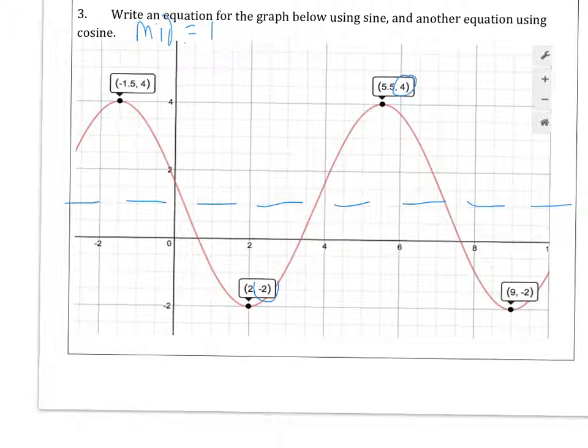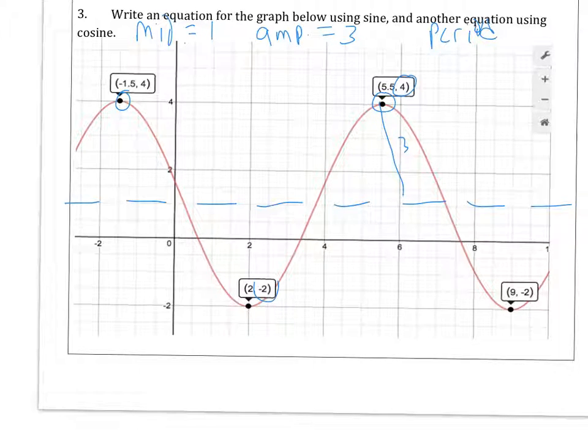I also probably should get my amplitude, and my amplitude going from 1 up to 4 is going to be a value of 3. All right, period. And looking at this, I'm going to count from the top to the top. From negative 1.5 to 5.5 is going to be 7. To solve for b, I'm going to say that 2 pi over b is equal to 7. In other words, my b value is going to be 2 pi over 7.